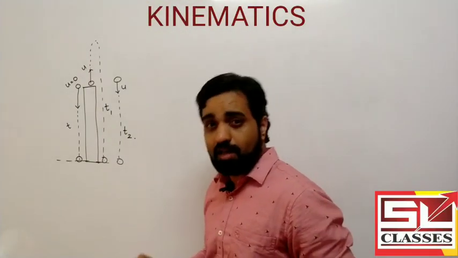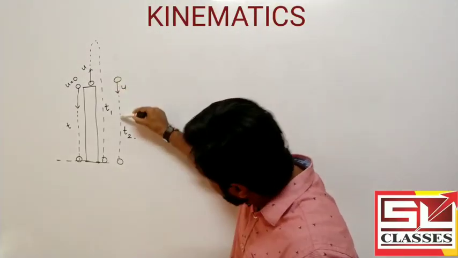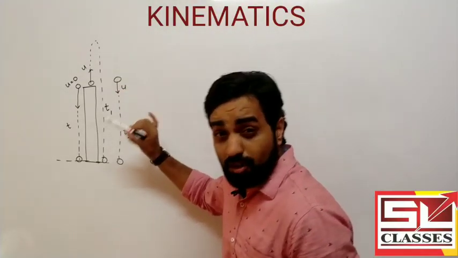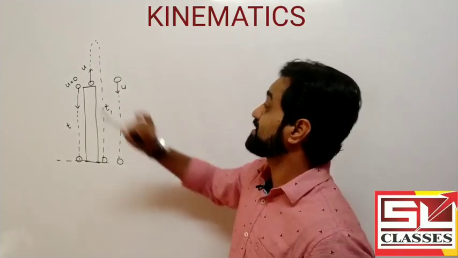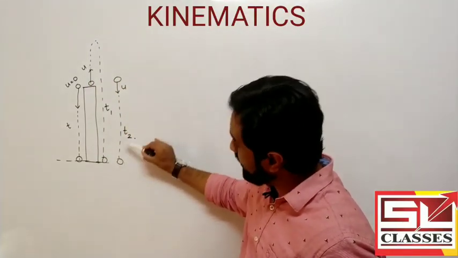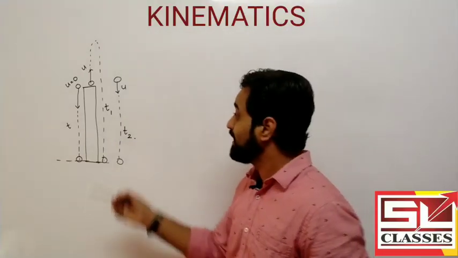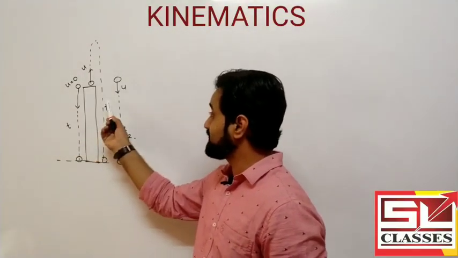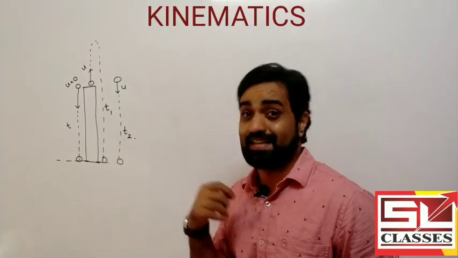One more body, the third body. What happens to the third body? The third body is thrown downwards. Not dropped, thrown. So it has an initial velocity u, the same velocity u, and the body again reaches the ground in t2 seconds. And it is asked to find the relation between t1 and t2. How these 3 time intervals are connected.